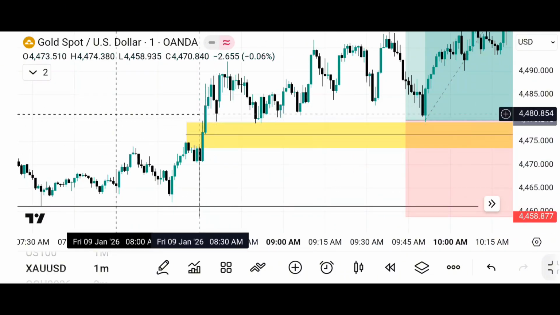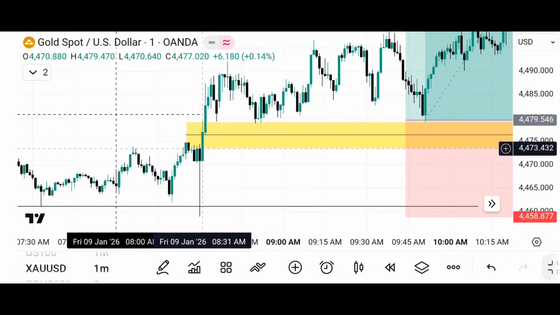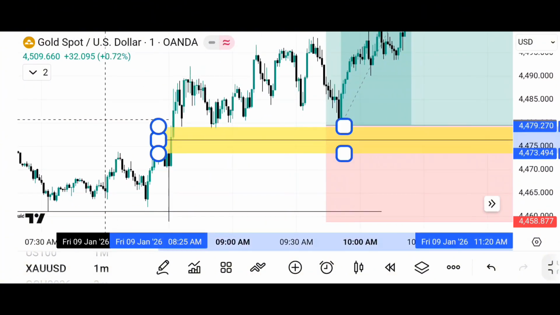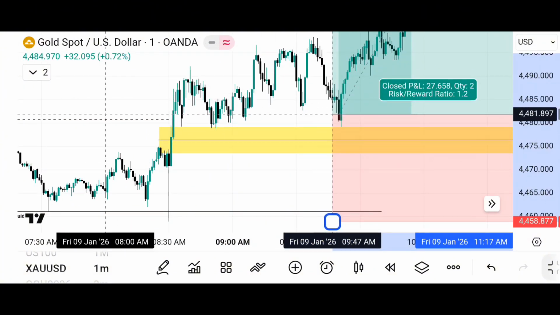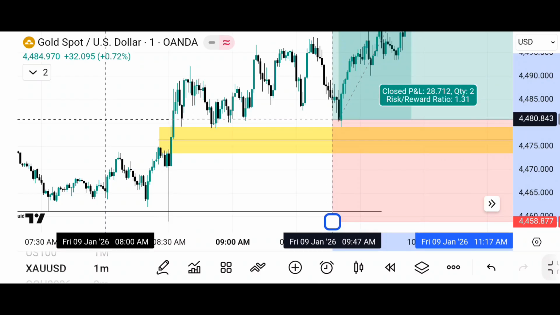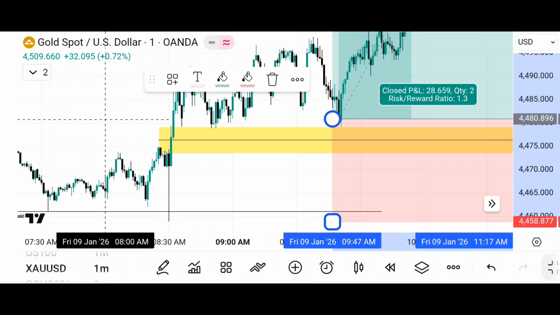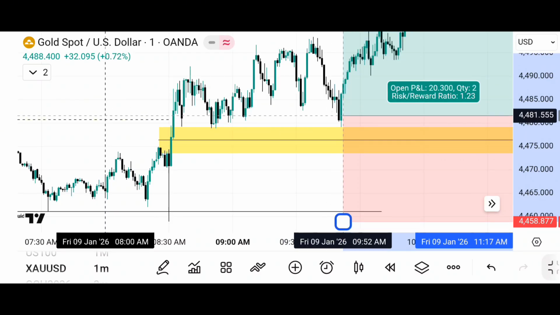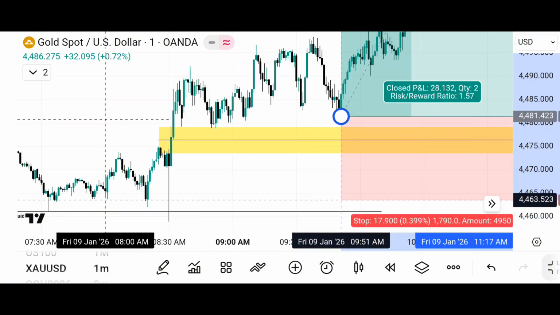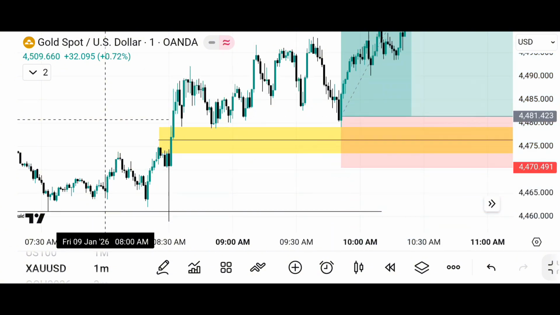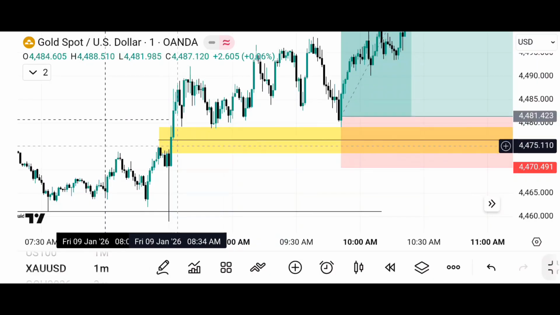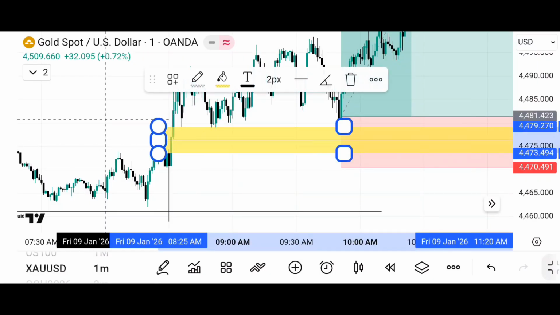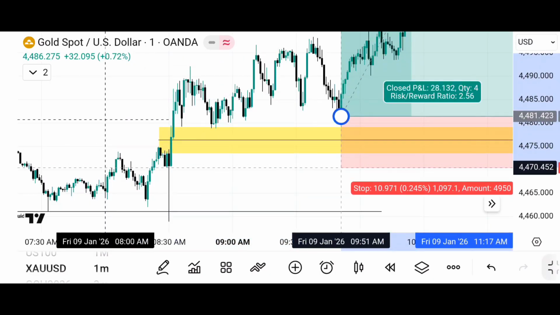Okay, so this is one fair value gap and this is the second fair value gap. I'll probably anticipate price to trade into this first fair value gap, that's the fair value gap at the top. Then I'll give room for price to trade into the second fair value gap, this fair value gap at the bottom. Okay, to be safe, I'll give room for price to trade into it.